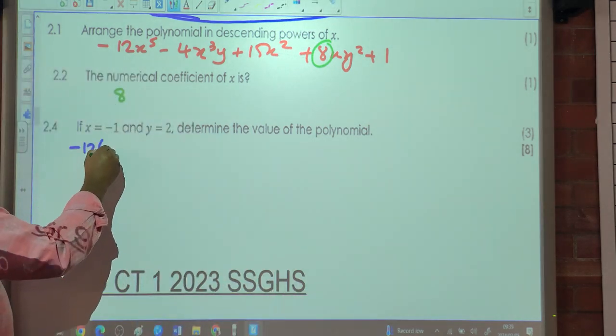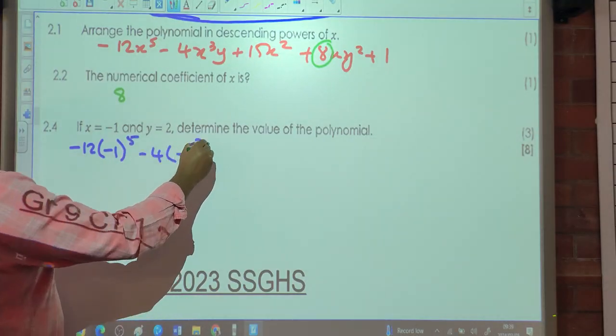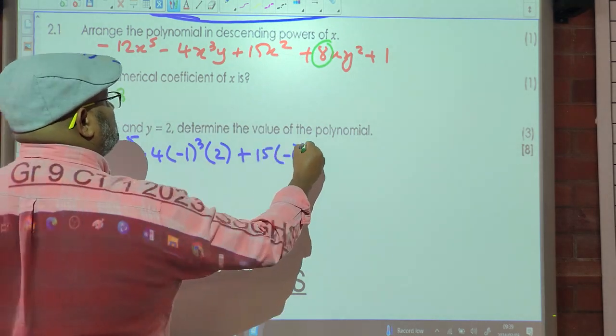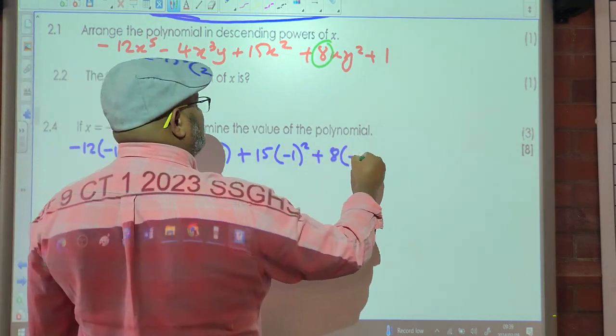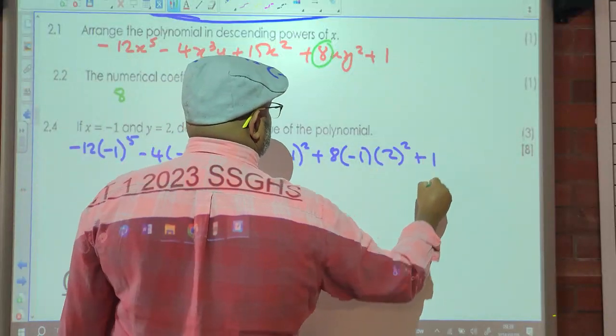So it's negative 12 times negative 1 to the 5, minus 4 times negative 1 to the 3 times y, which is 2, plus 15 times negative 1 squared, plus 8 times negative 1, y is 2, and must be squared, plus 1.